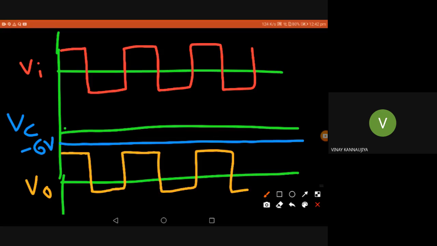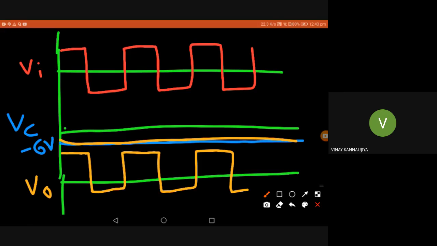Yeah, the point is, your question is why you are asking the VC. You want to see the capacitor charging and discharging, right? But unfortunately, you cannot see the capacitor charging and discharging. Why? Because as a designer of a clamper, I have made sure that the capacitor won't discharge. How can I make sure of that? I'll explain how I'm not allowing the capacitor to discharge.